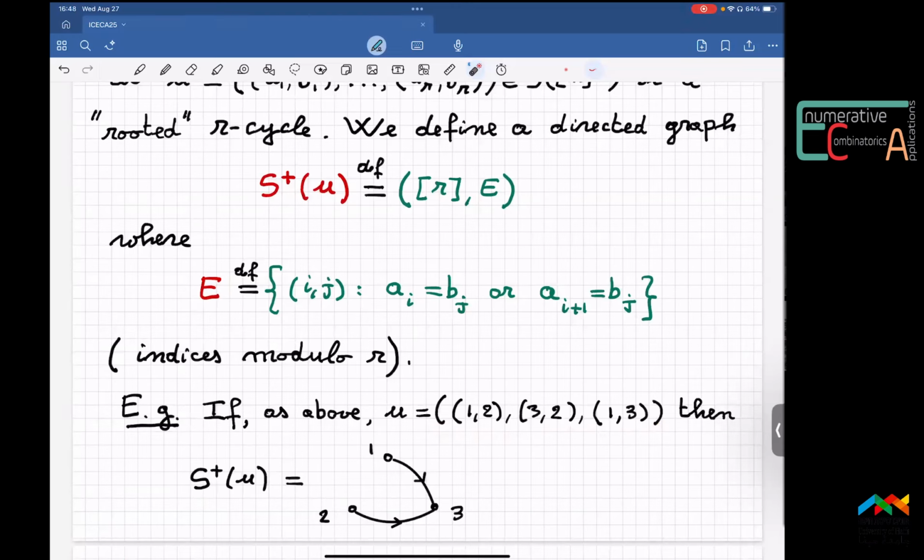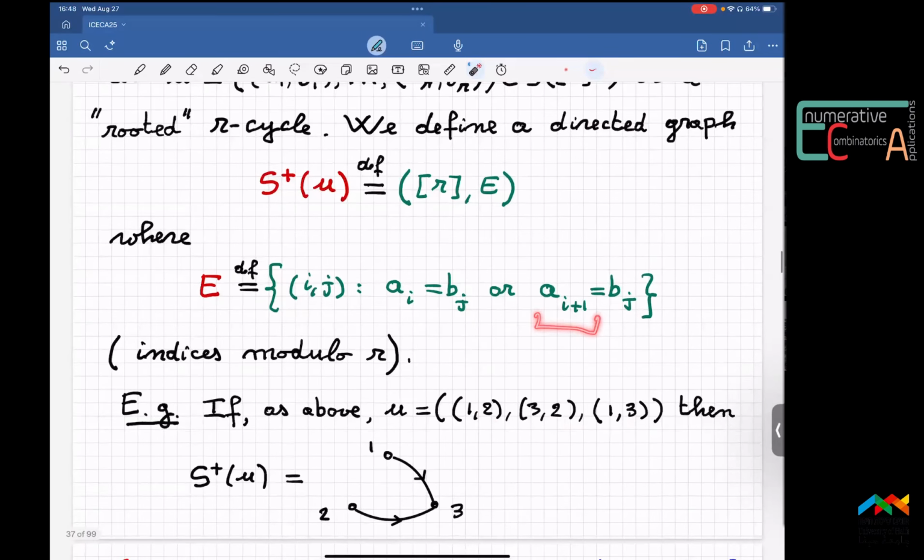The vertices are the integers from 1 up to 3. It's a 3-cycle. And so what are the directed edges coming out of 1? Well, (1, j) is an edge if and only if either a1 is b_j, which is not equal to any b_j, or a2 is b_j. Well, a2 is 3, and it's equal to b3, so you have a directed edge from 1 to 3.